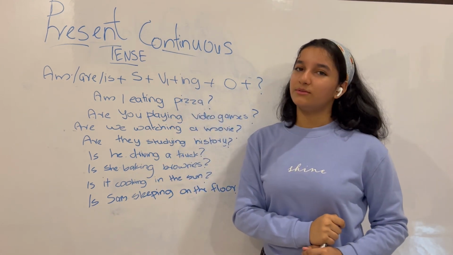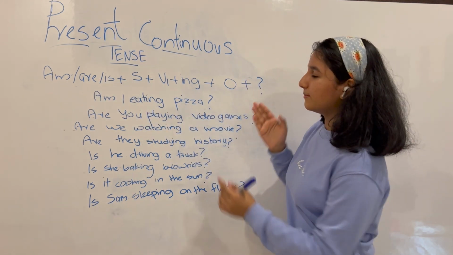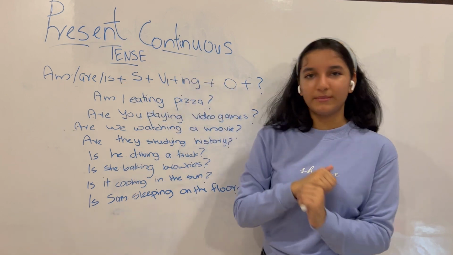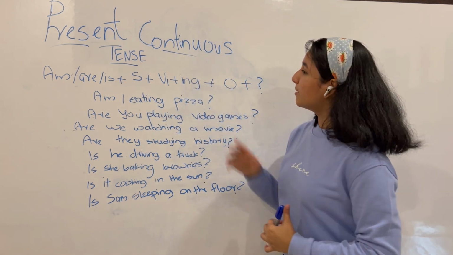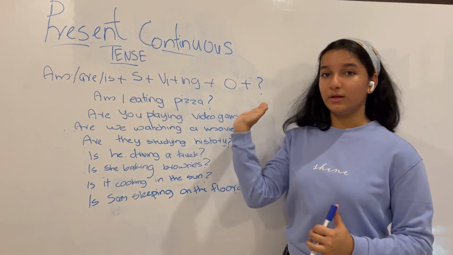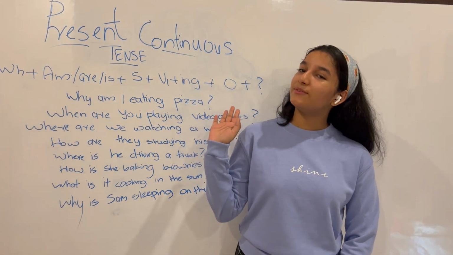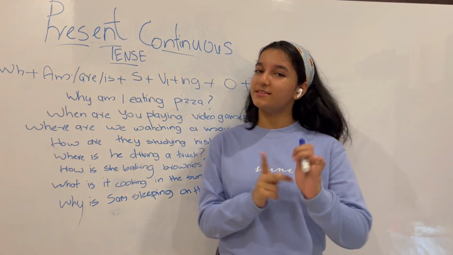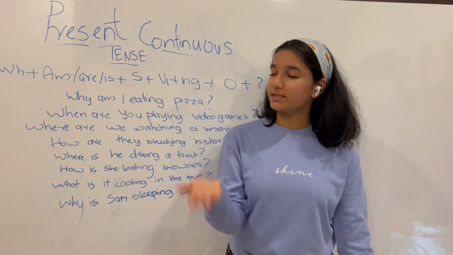What is important to note here is the am, are, or is, and the question mark, because without these two, you cannot make a question in the present continuous tense or any tense for that matter. For the other tenses, the helping verbs will be different but the question mark will be the same, so don't forget that.